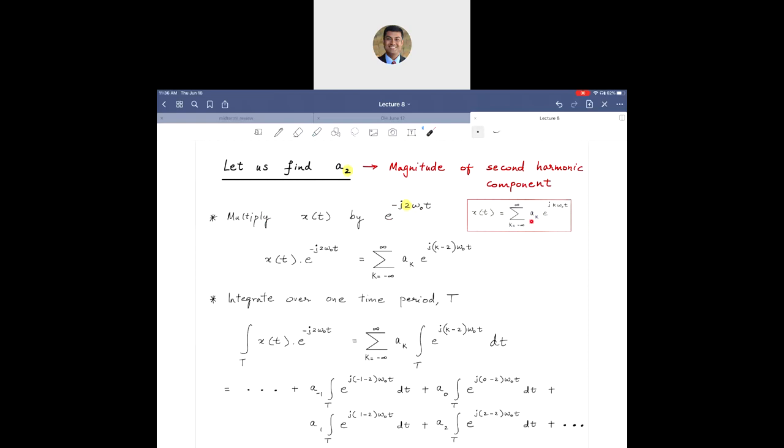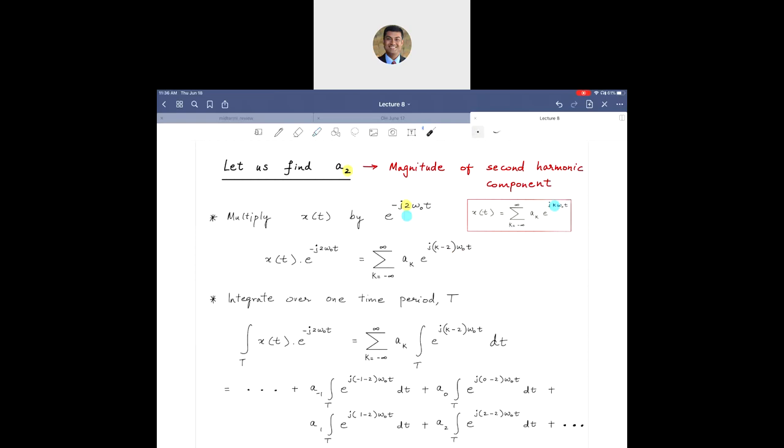So essentially I'm multiplying the left hand side as well as the right hand side of the Fourier series definition here. When I do that, I have on the left hand side x of t multiplied by e to the negative j 2 omega naught t. On the right hand side, I can put that negative 2 inside that summation as well as inside that power of the exponent, e to the j k minus 2 times omega naught t. So I've got k from here and 2 from here. So k minus 2. All right.